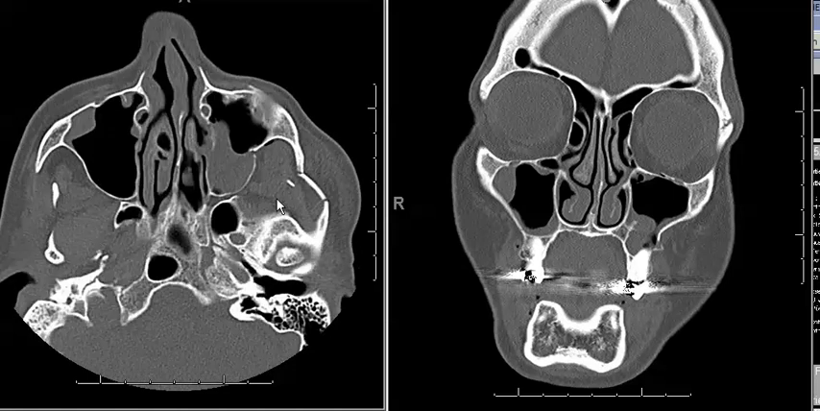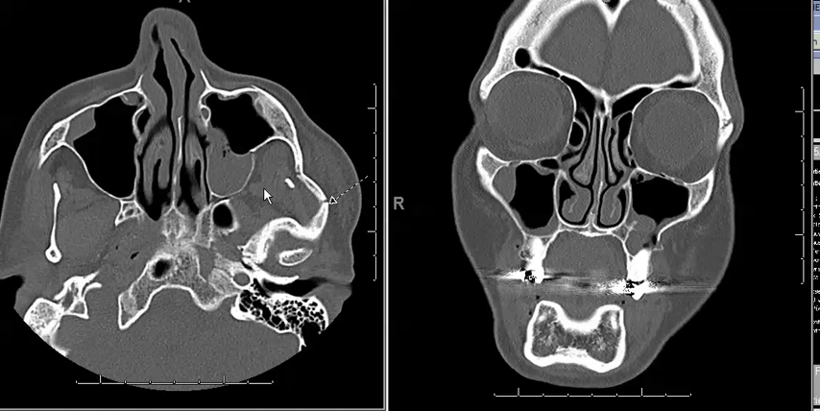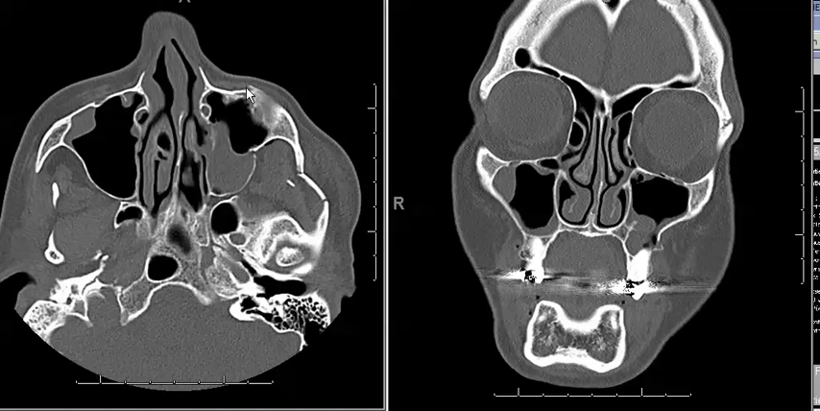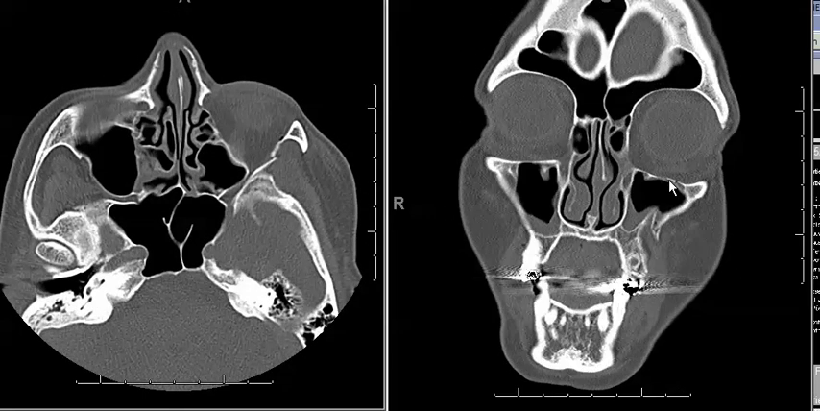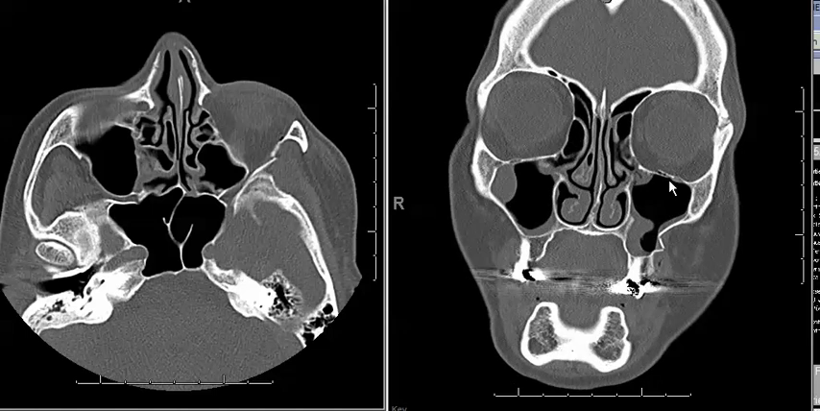So a ZMC fracture is essentially a fracture of 5 different bones: the anterior wall of the maxillary sinus, the lateral wall of the maxillary sinus, the zygomatic arch, the lateral orbital wall, as well as the orbital floor. So those 5, when seen together, represent a ZMC type of fracture.